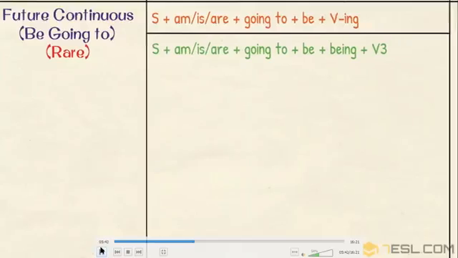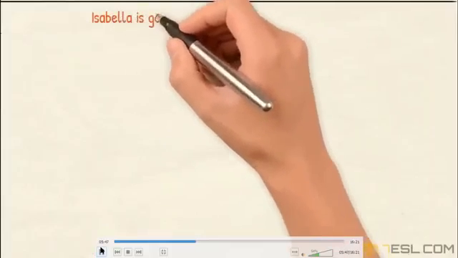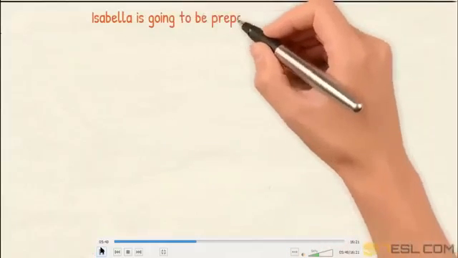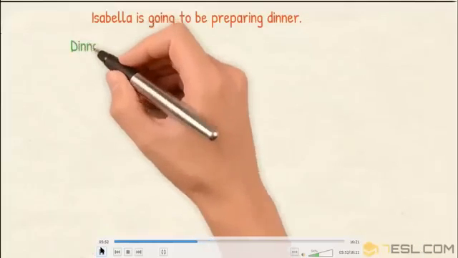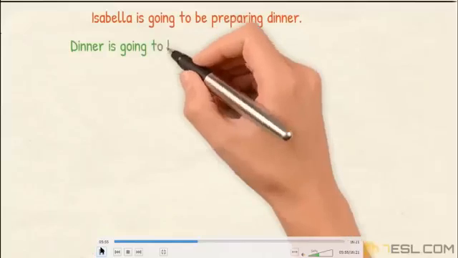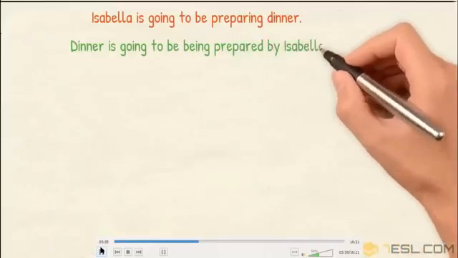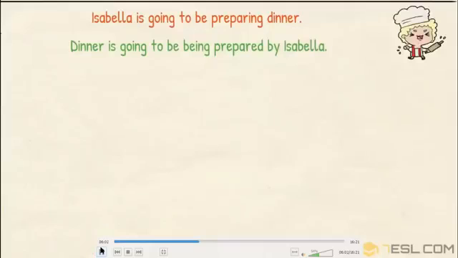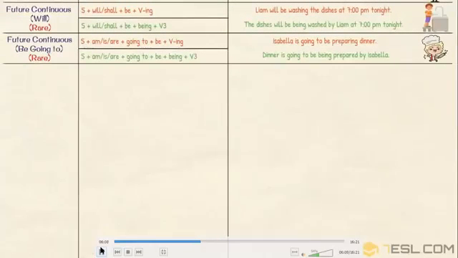Now we are looking at an example of this kind of sentence. Isabella is going to be preparing dinner. Dinner is going to be being prepared by Isabella. This is a very rare case of future continuous tense.